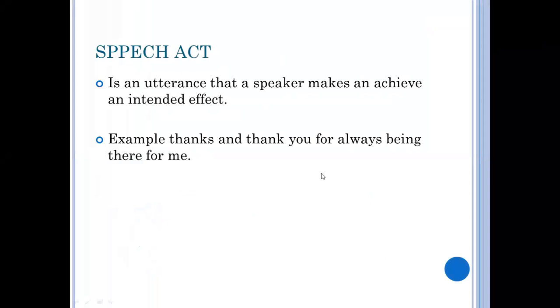So, what is speech act? Speech act is an utterance that a speaker makes to achieve an intended effect. Some of the functions which are carried out using speech acts are offering an apology, greeting, request, complaint, invitation, compliment, or refusal. A speech act might contain just one word or several words or sentences.